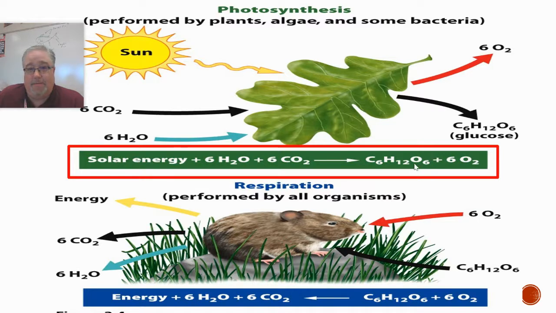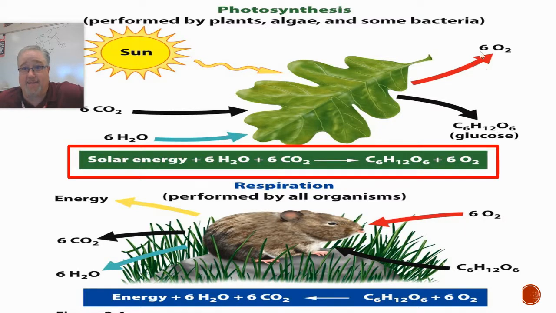Anyway, so our products here are two things. One you probably recognize is oxygen gas, O2. The other one you may not recognize. This is a carbohydrate. This is glucose, C6H12O6. You should definitely recognize those formulas at some point. So glucose is the sugar that plants use to feed with. That's what they use as food.